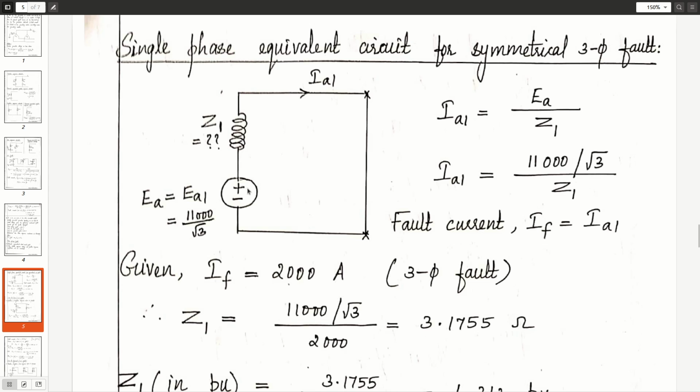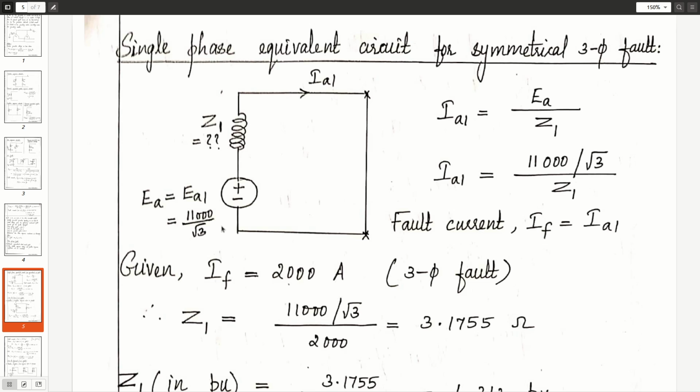So this is EA, this is positive sequence impedance, and the fault current which flows through this network is IA1. So from this network, we can write IA1 is equal to EA by Z1. Remember, the fault currents are given in actual units, amperes. So we write the EMF induced per phase in actual units, that is in volts. So what is EA? It is the EMF induced per phase.